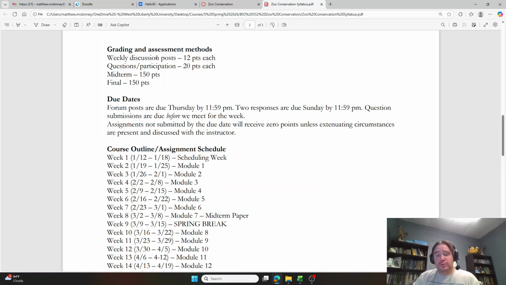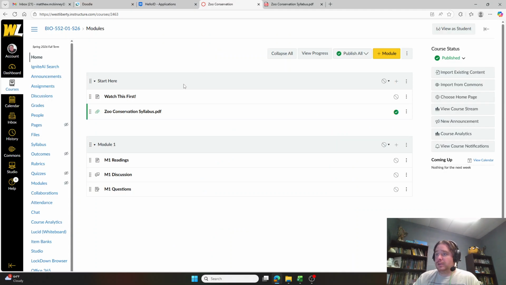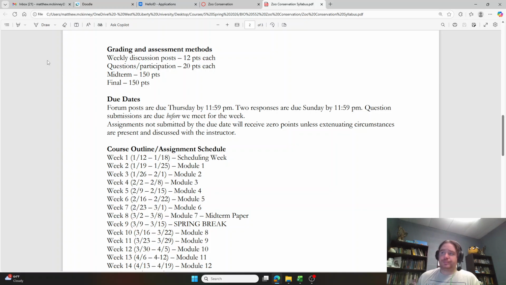The way those work is there's a discussion forum every week, and you can see that right here, where it says M1 discussion. This is the discussion forum. There's one of those every week. There's a discussion question. You answer the question, and then you go into the other people's responses, your classmates' responses, and you respond to two of those as well. So that's the weekly discussion post.